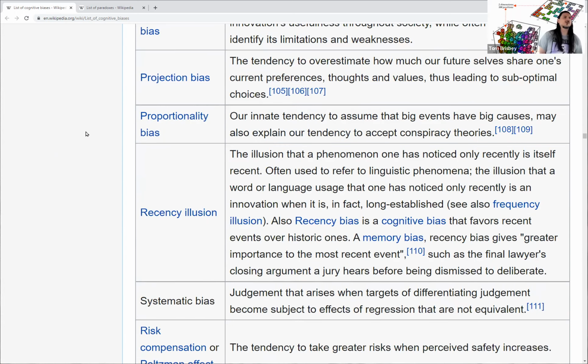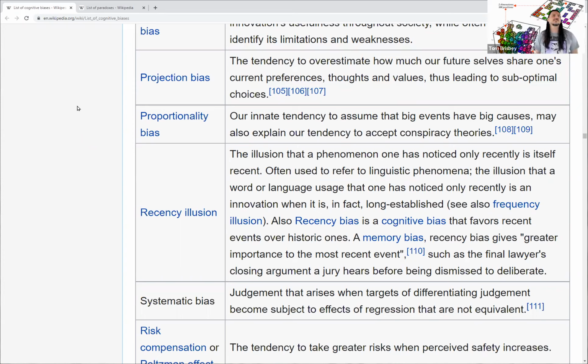Projection bias, the tendency to overestimate how much our future selves share our current preferences, thoughts, values, and ideas. That's a problem for future Tom. Future Tom will be okay with this. It's a shirking of responsibility bias, it's projection bias. It is the "someone else should handle this for me," and I will screw anyone who doesn't, even if I am the person that is in charge of this.